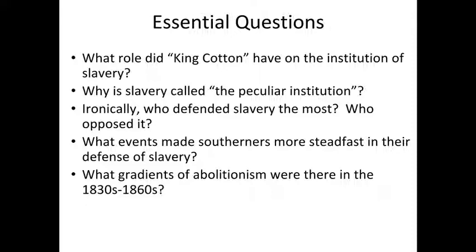And our last question that we need to consider with this lecture is, what gradients of abolitionism were there in the 1830s to 1860s? So there were different levels of abolitionism. Some strictly wanted to get rid of slavery altogether throughout the entire United States. And there were different levels of that depending on who you talk to. So that is also a question that we need to consider.